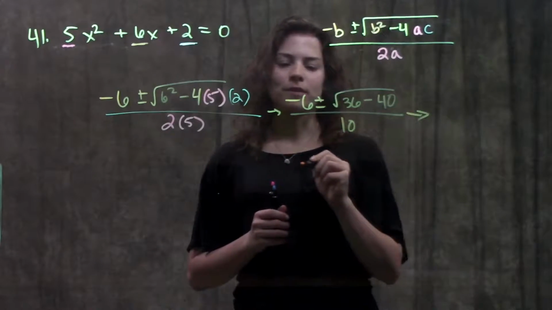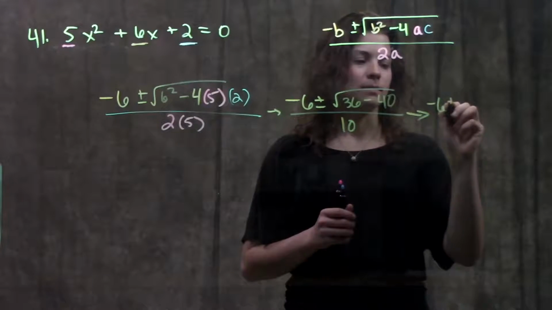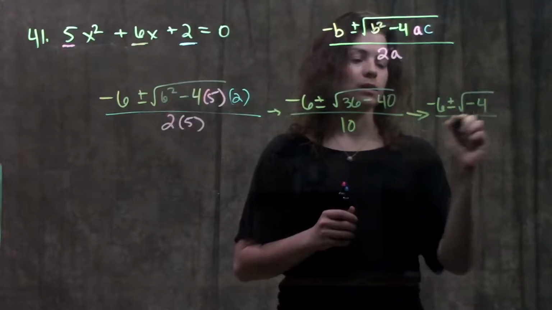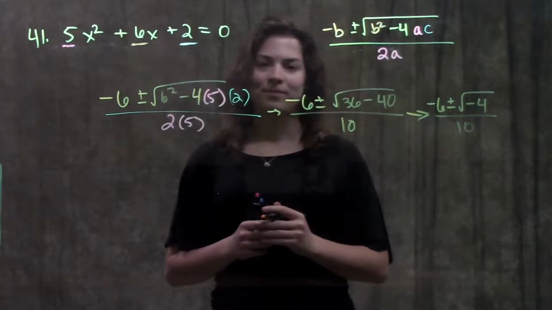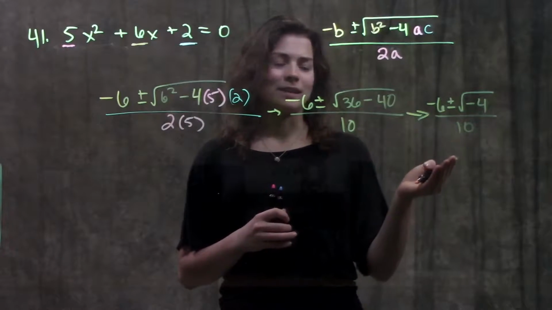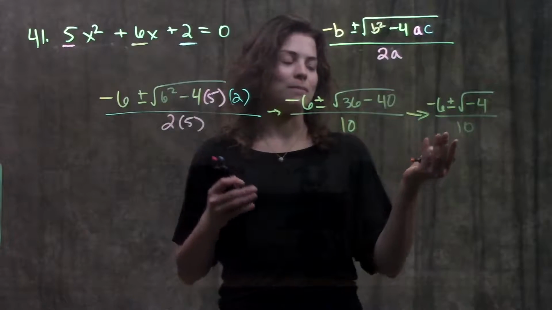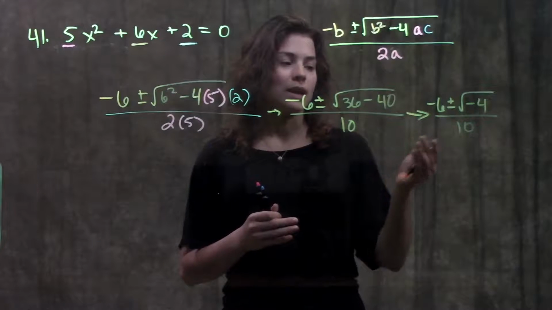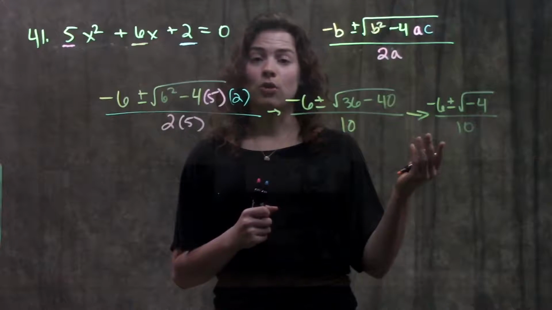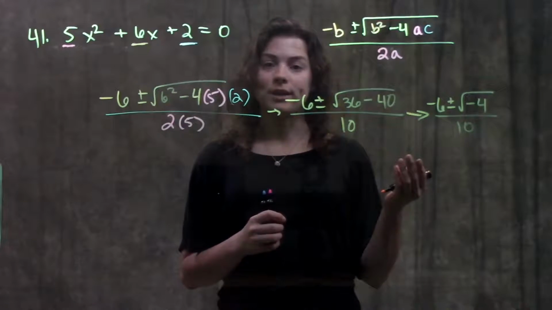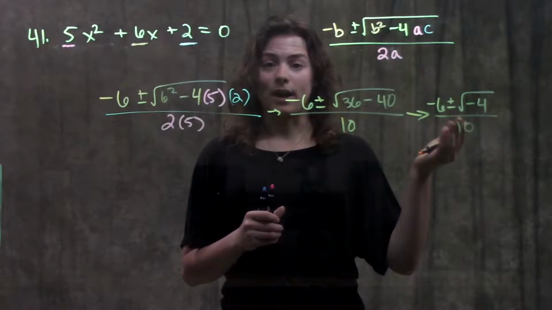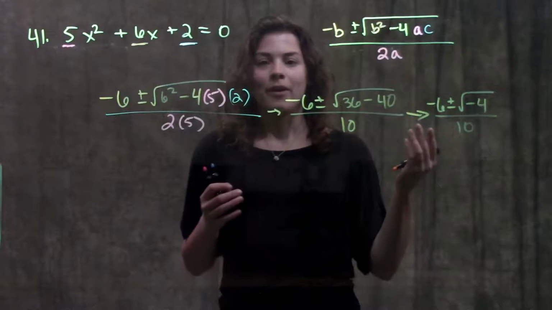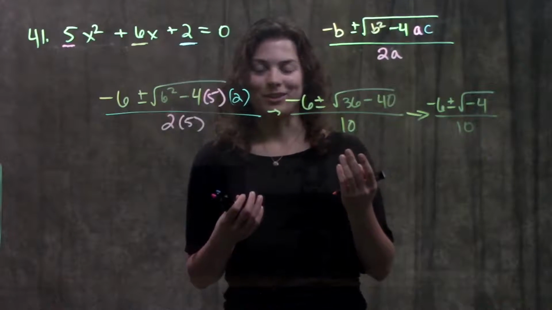And simplifying this a little bit further, we'll get negative 6 plus or minus square root of 36 minus 40 is negative 4, all over 10. All right, when you first see this, it might make you question it a little bit because we have a negative under a radical. That can't happen. So looking at what we have right now, we see that there's no real solutions to this quadratic equation because we have a negative under the radical. So there's no real solution to this expression right here. But we do have imaginary solutions.